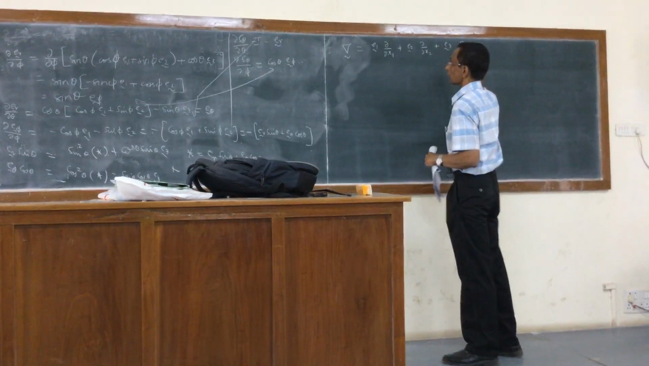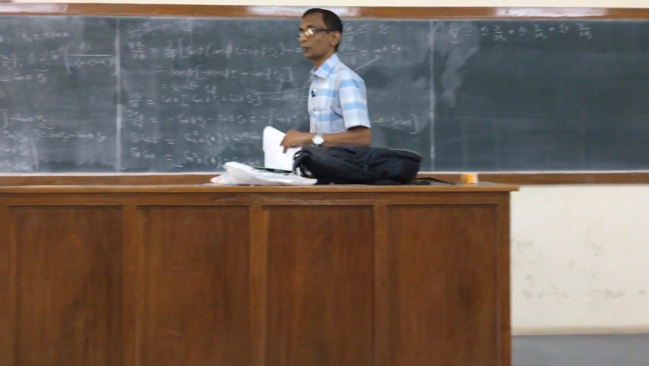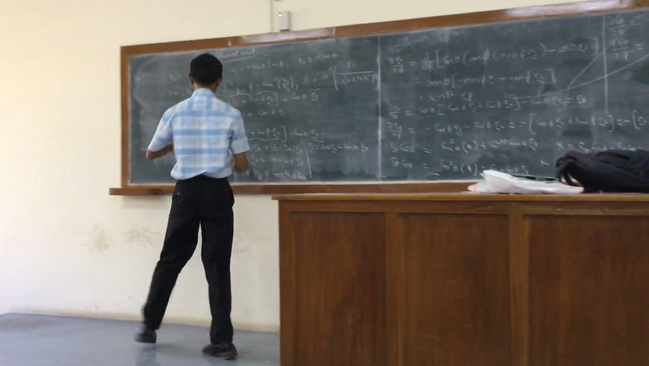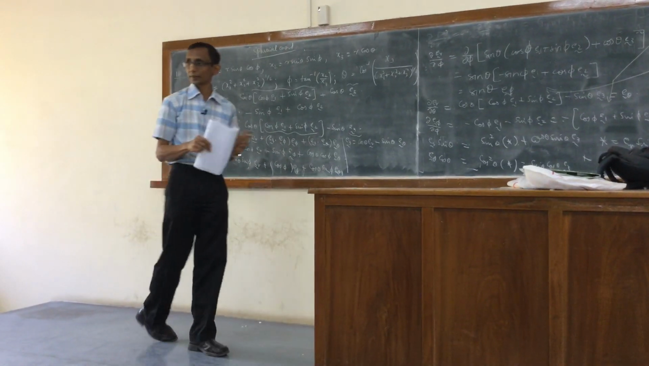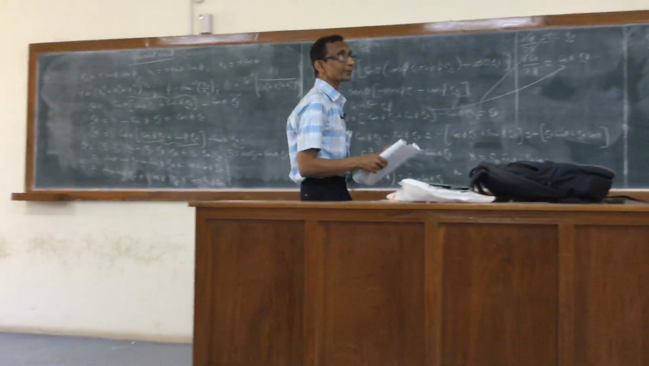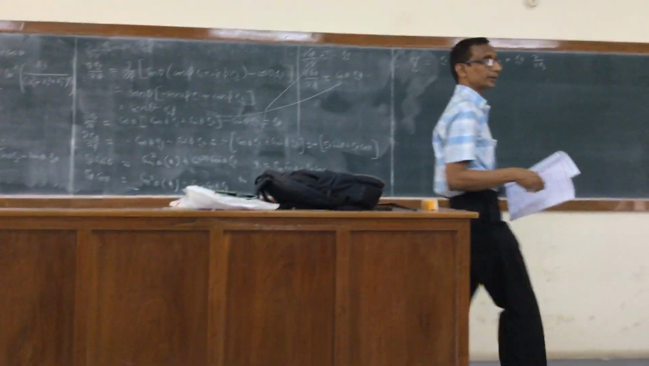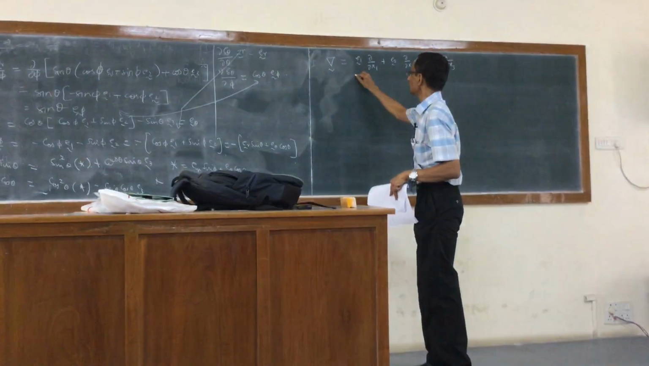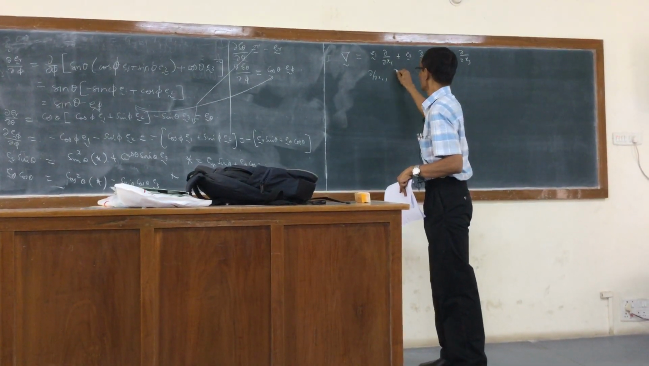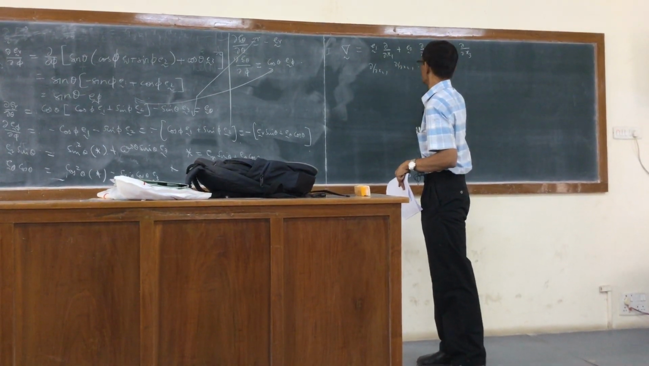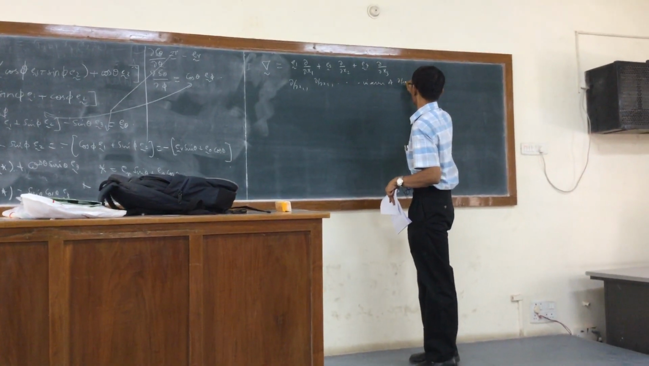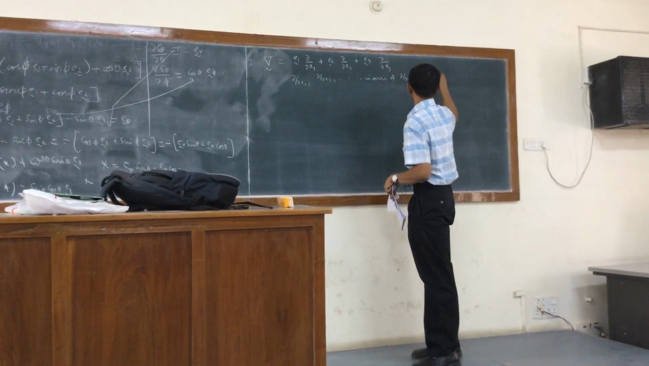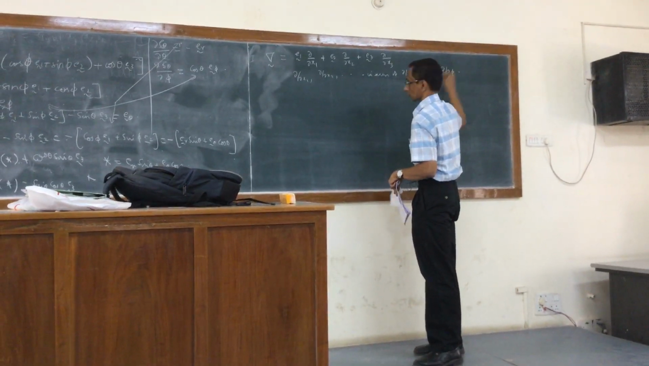The brute force method is to substitute for E1, E2, and E3 in terms of ER, E theta, and E phi. So I do that. That is already available. The next one is what are the derivatives d by dx1, d by dx2 in terms of d by dr, d by d theta, and d by d phi.